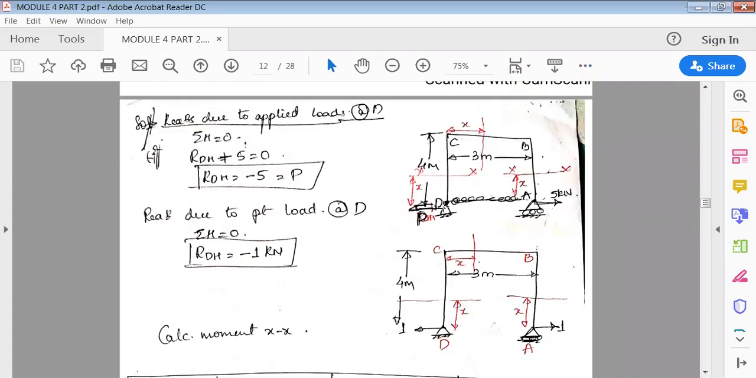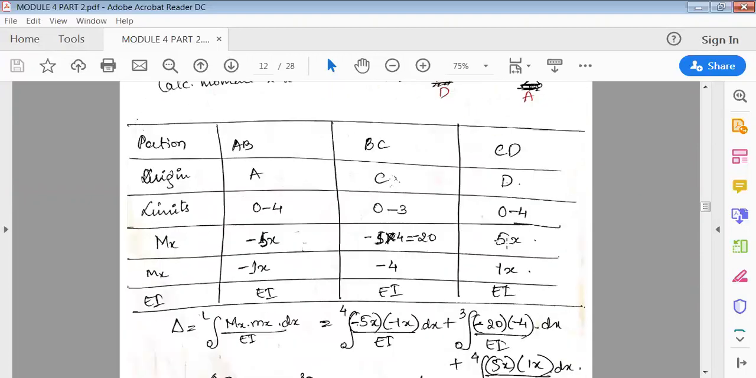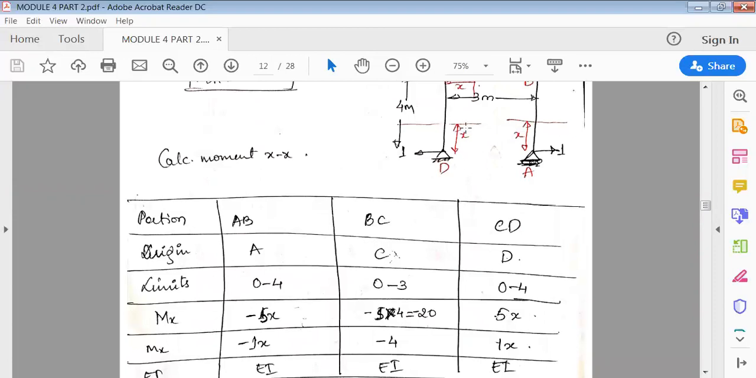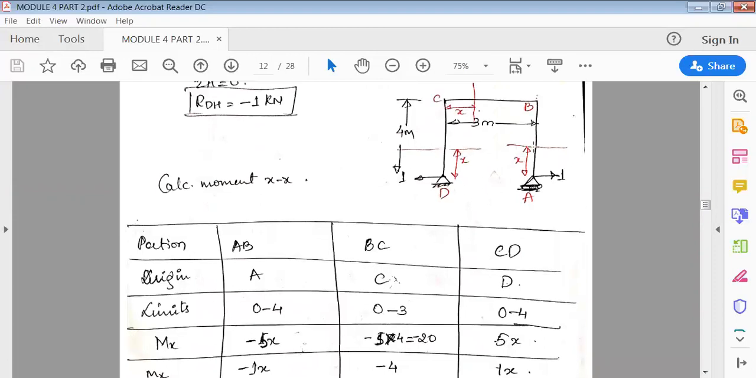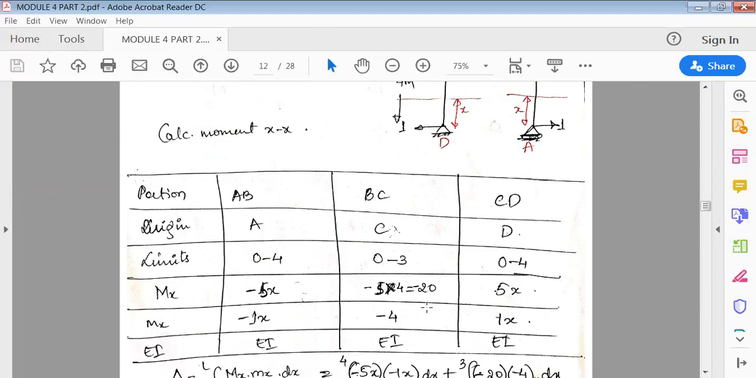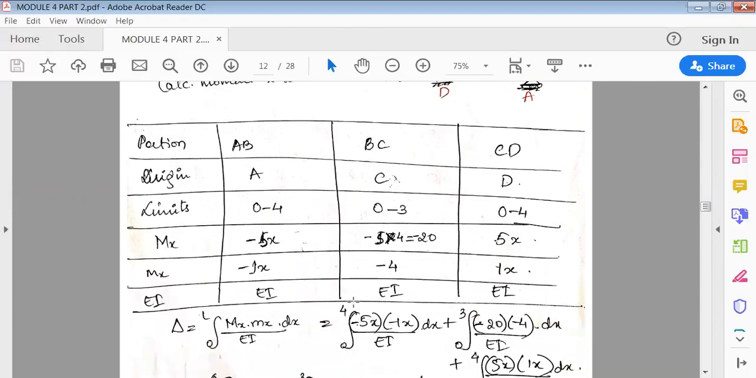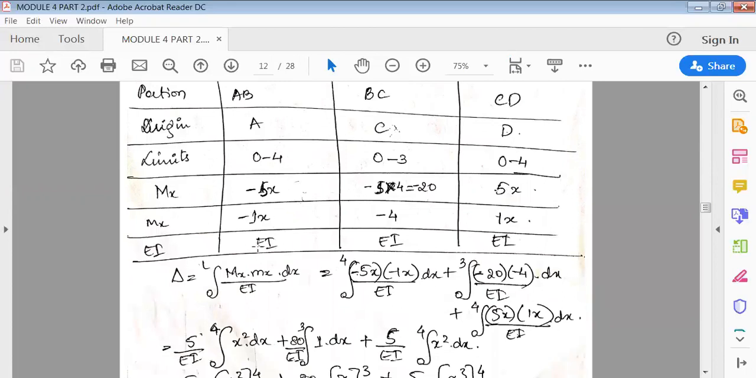Next, RDH. Here RDH is also positive, 5 kilonewton. It is going clockwise, so it is plus 5 into x. Next, similarly, we'll calculate the unit load moments. So 1 into x, so it is minus 1 into x. Next, 1 into the perpendicular distance 4, minus 1 into 4. Then plus 1 into x. And EI is common throughout.